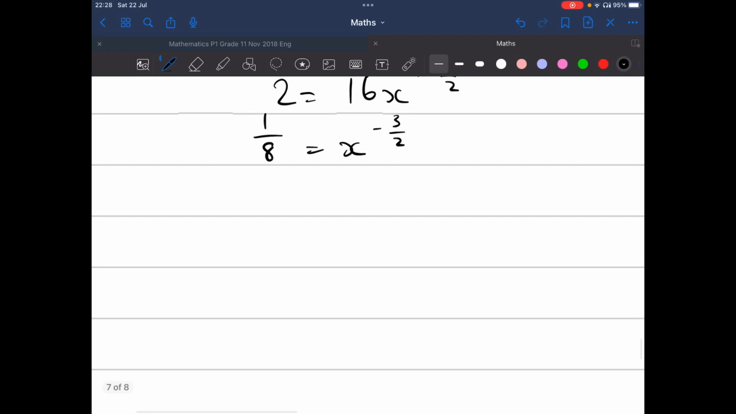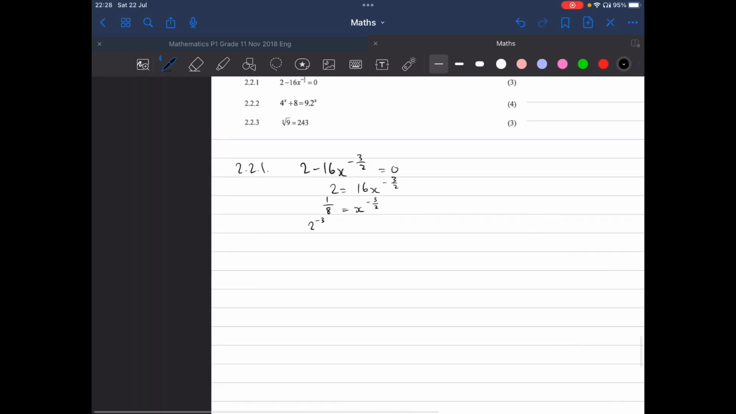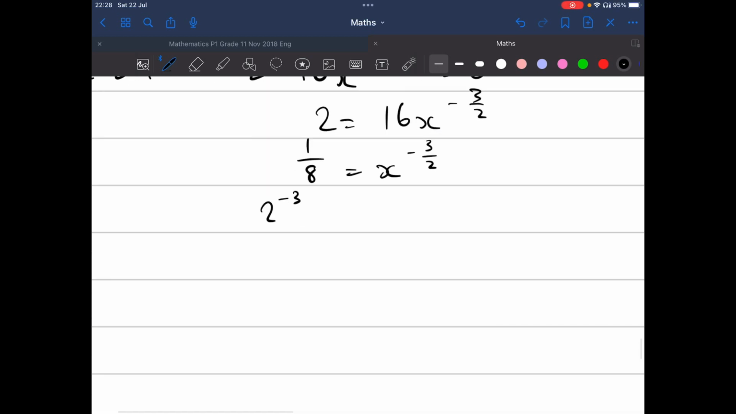Okay, now 2 over 8, that's the same as 2 to the minus 3, right? Because it's just reversing. If you normally had this expression, that would be the same as 1 over 2 to the 3, which is the same as 1 over 8. So I just did that in reverse. Okay, and then this is still equal to minus 3 over 2.